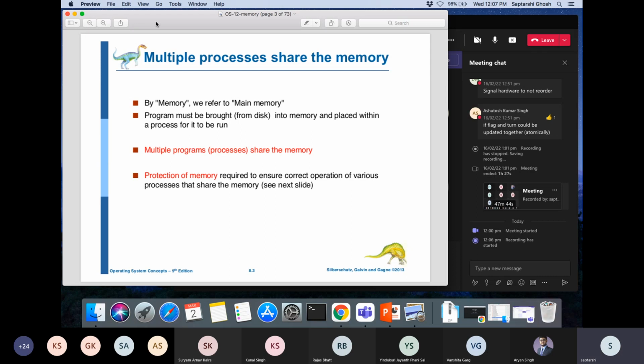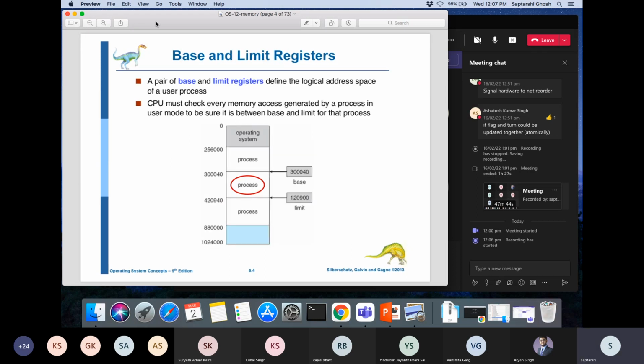And since multiple processes are sharing the memory, there needs to be some kind of protection mechanism so that one process does not encroach on the memory of others. For that, we will talk about multiple schemes, but an early scheme was using a base and a limit register. So look at the picture. It's assumed that the memory is being shared by the operating system and several user processes. Usually the norm is that the operating system is in the lower portion of the memory, that means the lower addresses, and the higher addresses are given to different user processes.